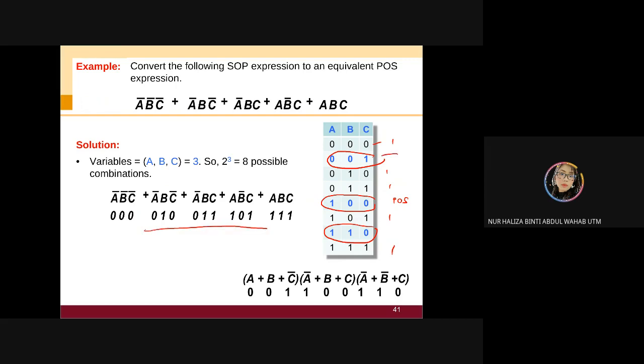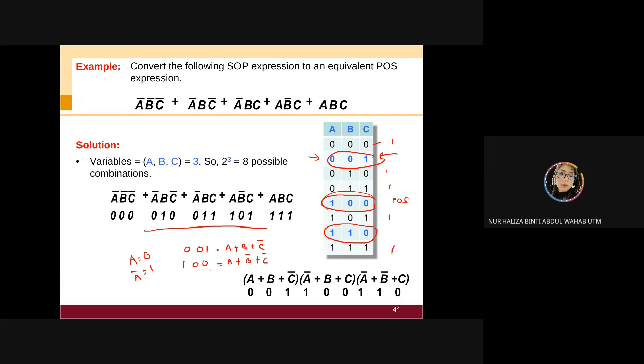So what is this? This will be your POS, which is A equal to 0, A bar equal to 1. So the value of 0, 0, 1. What will you get for your POS? POS will be A plus B plus C bar. The value of 1, 0, 0. What will you get? B bar plus C bar.